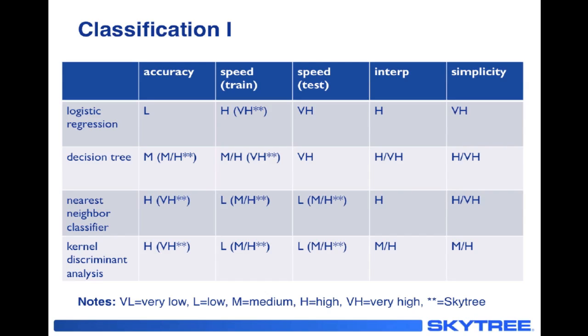Fairly simple and automatic. Kernel discriminant analysis can be seen as a kind of generalization of nearest neighbor, but it has many of the same properties. It's slightly more complicated. It has maybe one or two more parameters.